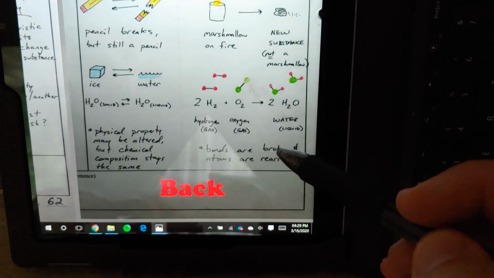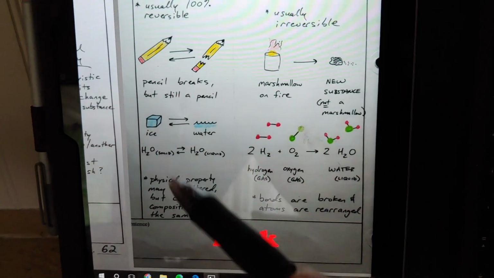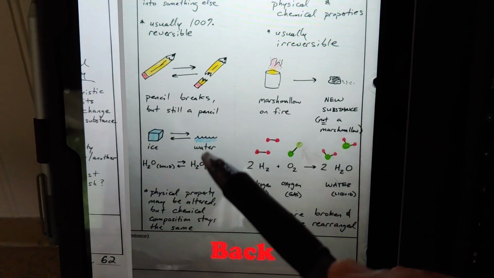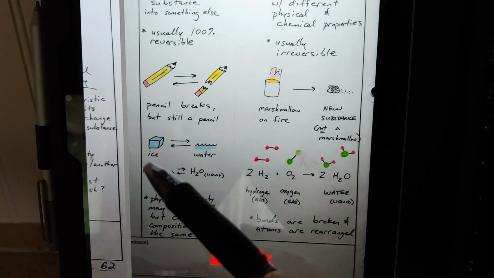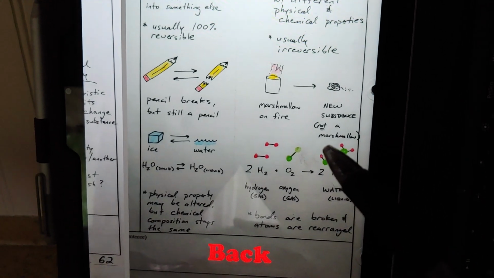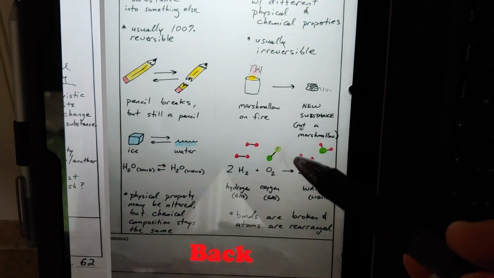So whenever bonds are broken, that is going to be a chemical change. But for a physical change, the bonds are retained. You don't break bonds. Going from ice to liquid water, and liquid water back to ice, does not require any of these black lines, any of the bonds, to be broken. It's just, again, a physical change, not a chemical change.